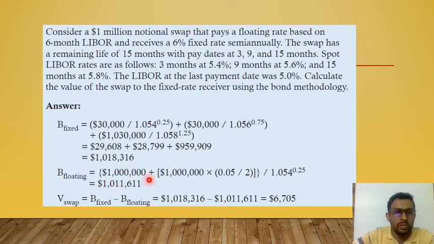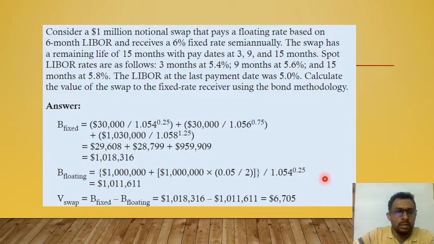So that gives a value, and this also gives us a value. So the value of the swap is equal to the bond fixed minus the bond floating. Since the value of a swap is B fixed minus B float, which gives 10,18,316 minus 10,11,611, which is equal to 6,705.